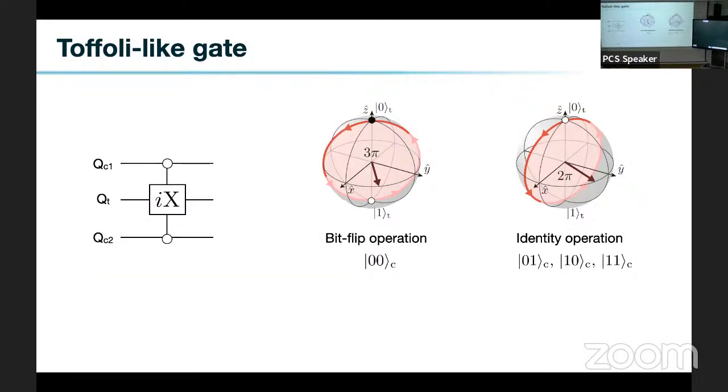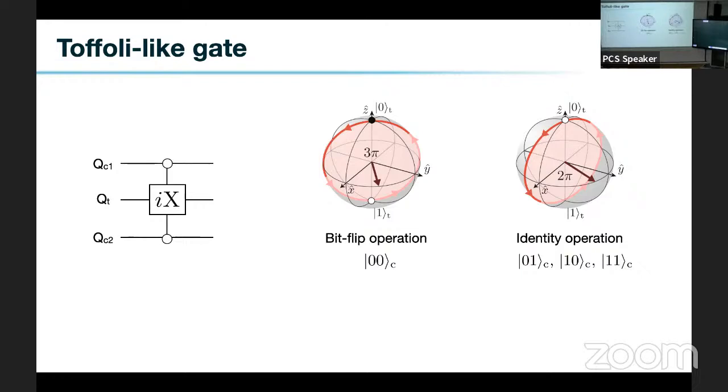So our target gate is this Toffoli gate. And for experimental convenience, I implement the controlled-NOT gate for the 0-0 control state. So when the control states are in 0-0, then the target qubit is flipped. That's my goal. So we need to implement 2 types of operation for the target qubit. When the control qubits are in 0-0, we need to apply the bit flip operation to the target. And for the other cases, we need to apply the identity operation to the target qubit.